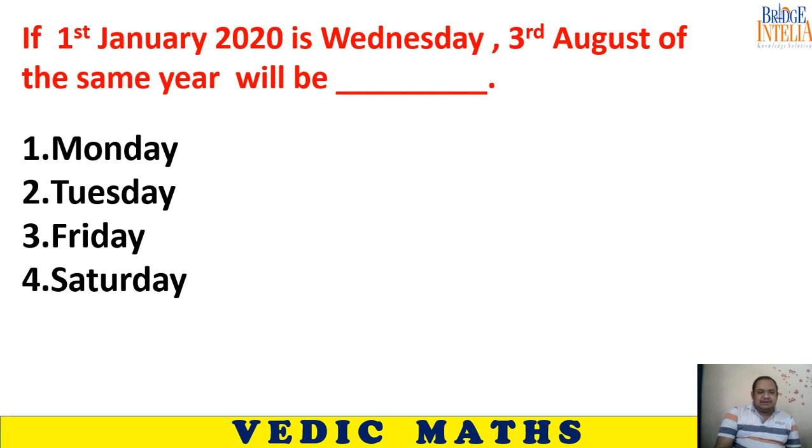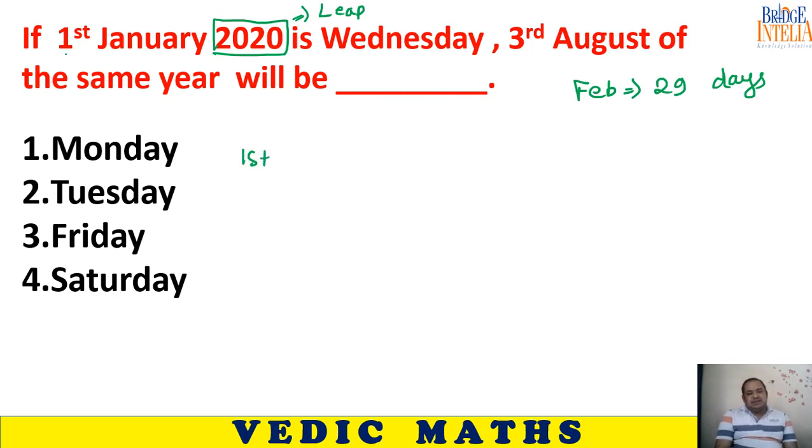Now let's take this example. And this time you have to be careful, because the year is 2020. So what is special about 2020? It is a leap year. So if it is a leap year, February will have 29 days. So in this question, you have been told that 1st January 2020 is Wednesday. So you start counting from 1st January and you stop counting on 3rd of August. And remember that this is a leap year, 2020. So February will have 29 days.